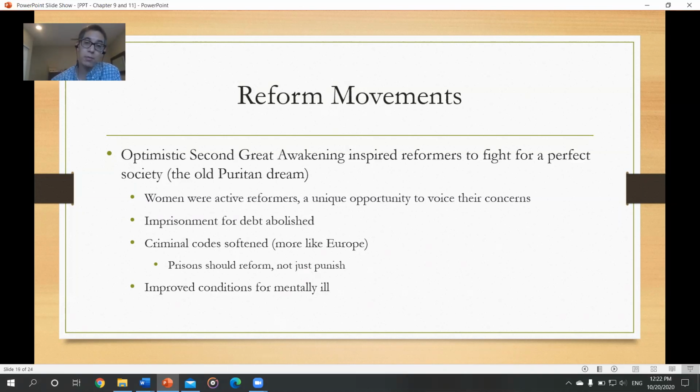Again, a lot of this was inspired by the Second Great Awakening, trying to make a better society, but it's also inspired by the Enlightenment, which was in the late 1700s, of trying to use science and reason to make a better society.